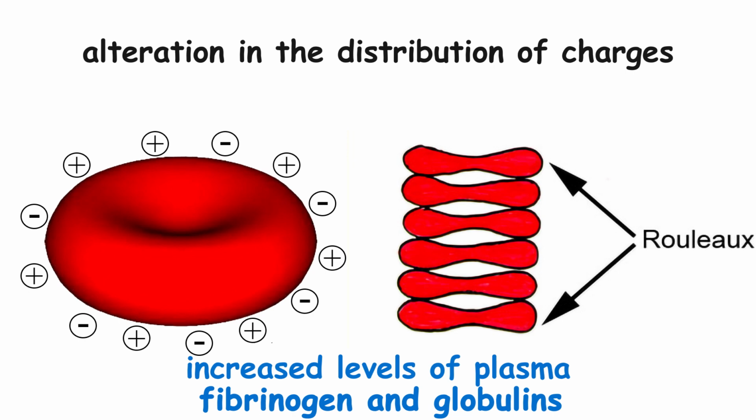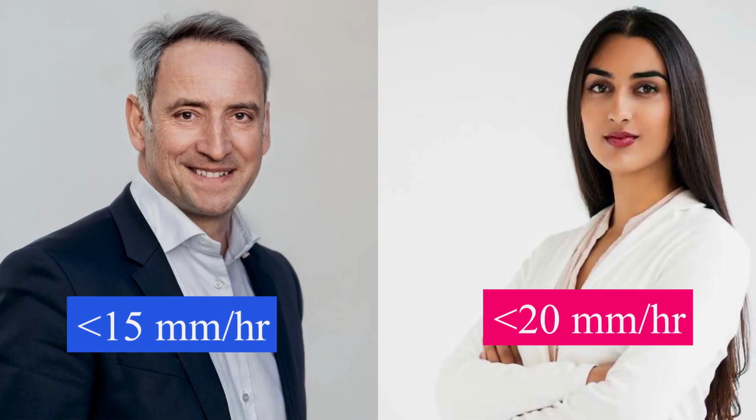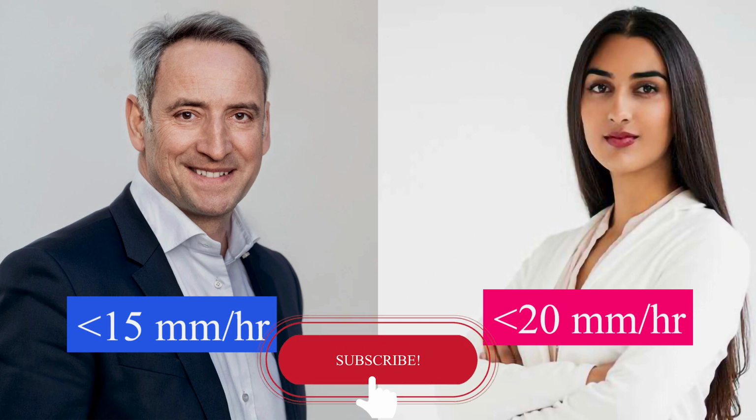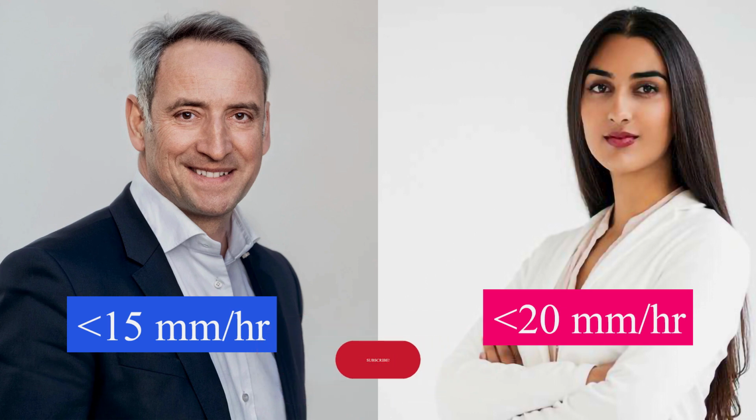So, the ESR reflects mainly changes in the plasma proteins that accompany acute and chronic infections, some tumors and degenerative diseases. Average values in healthy men are less than 15 mm per hour, and in healthy females, they are somewhat higher, less than 20 mm per hour. The values are slightly higher in old age, in both genders.